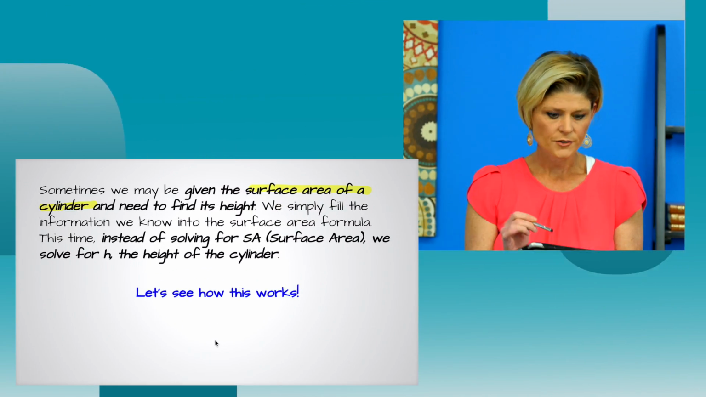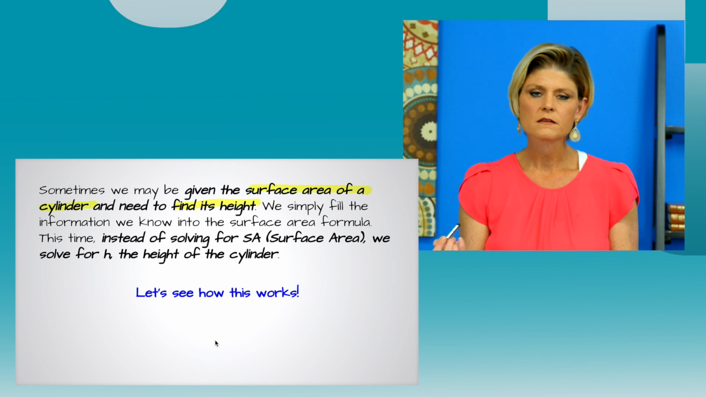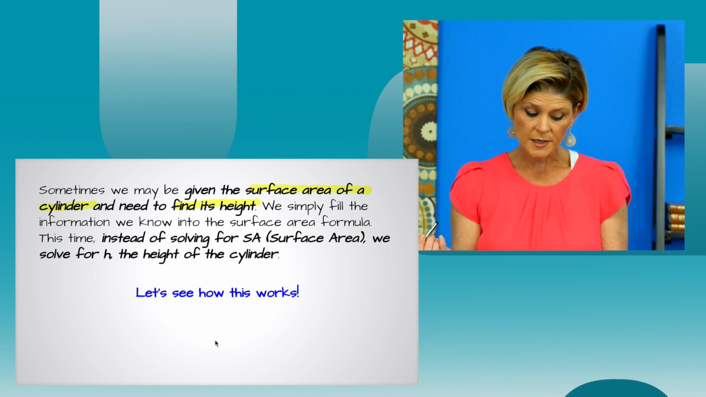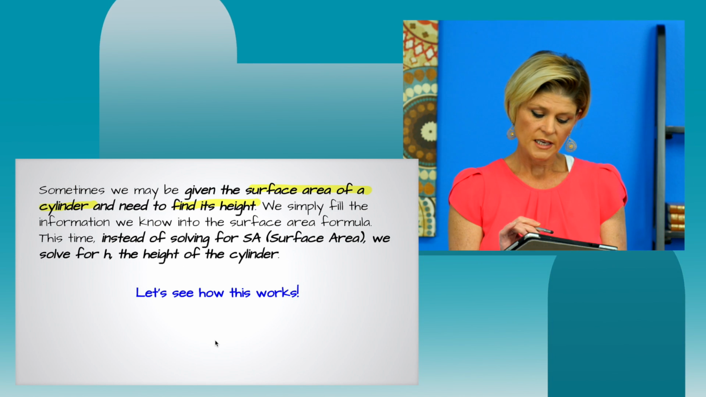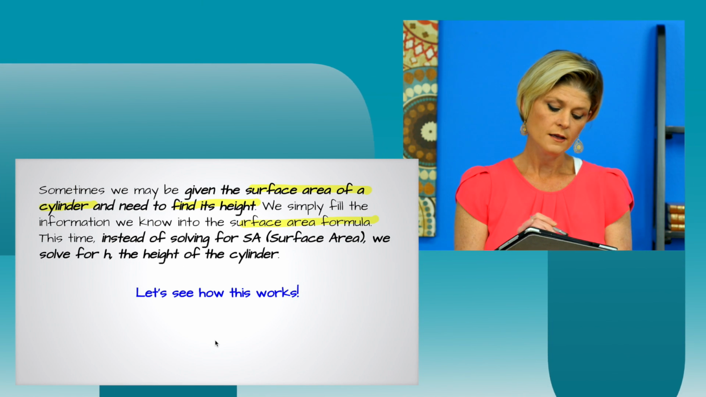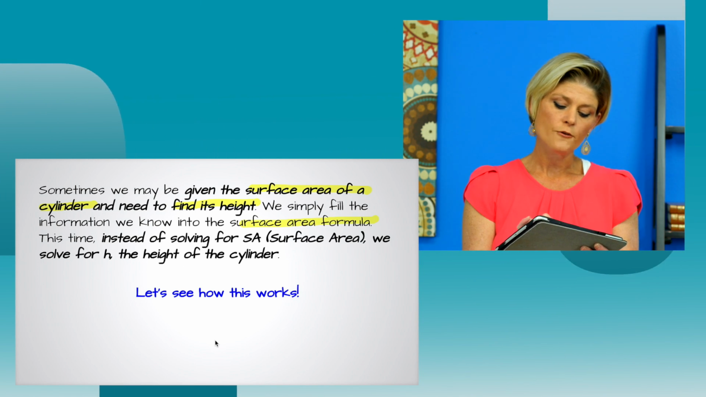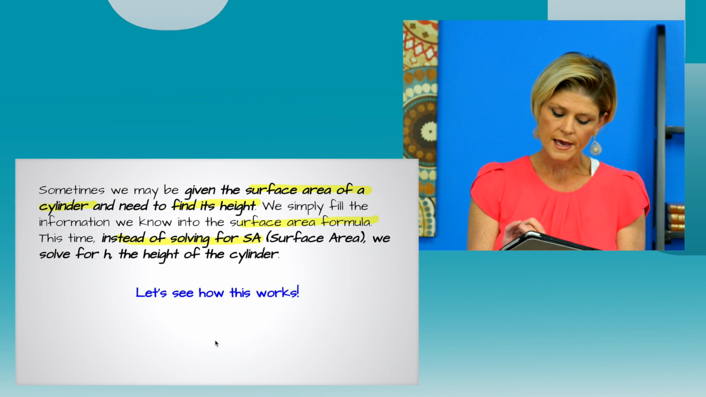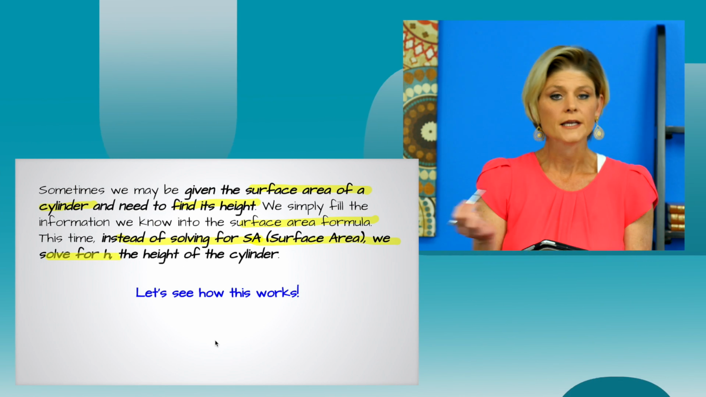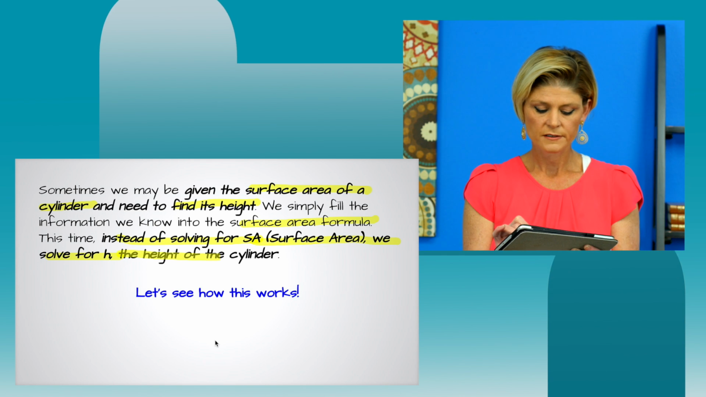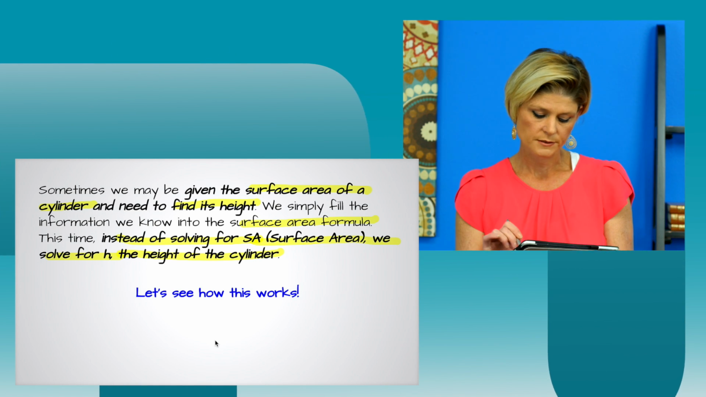Okay, so sometimes when you're doing a problem, you may be given the surface area of a cylinder, I'll highlight that, but you need to find its height. So basically all we have to do is fill in the information, what we know, into the surface area formula, but this time instead of solving for surface area, or SA, we're going to be solving for H, the height of our cylinder. Okay, so let's take a look at how this works.